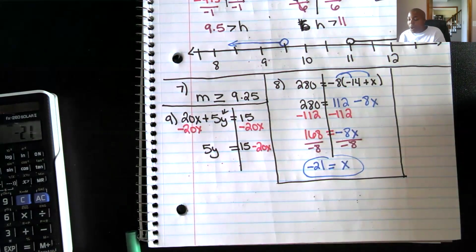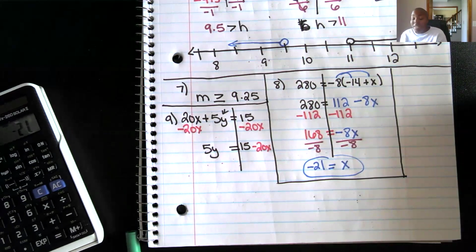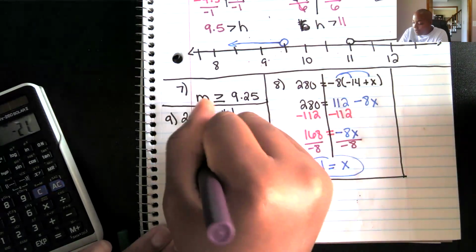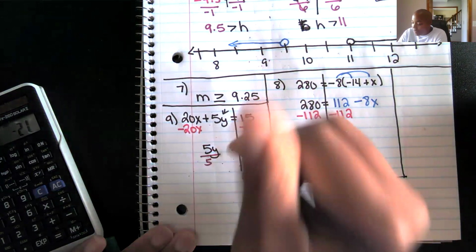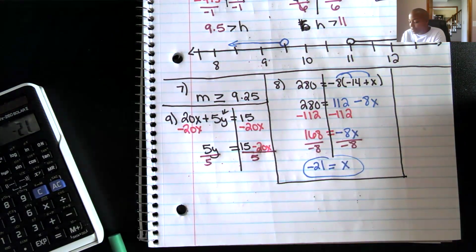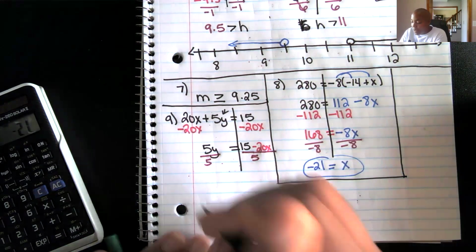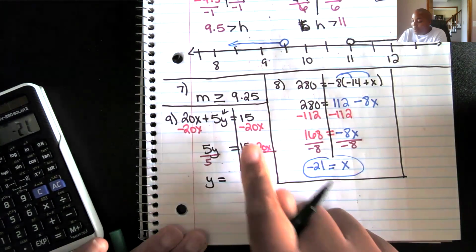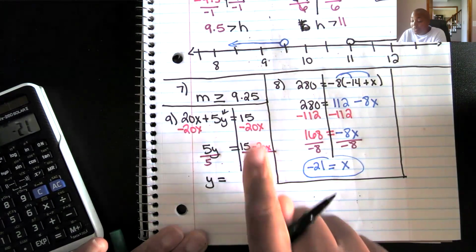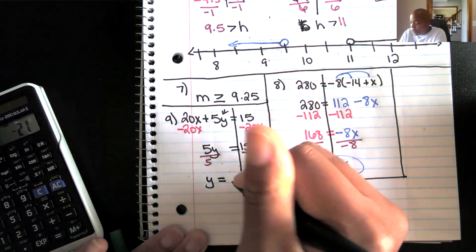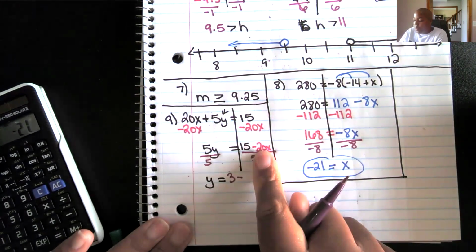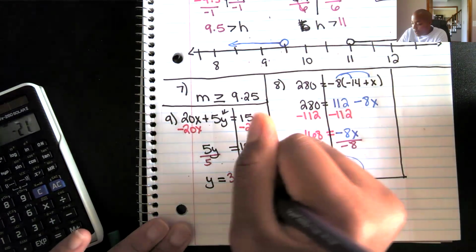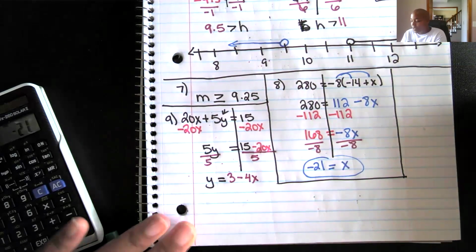Now we have to get rid of that y. We need to get rid of the 5. We need to get the y by itself. By doing that, we divide both sides by 5. Make sure you divide this whole expression by 5, the 15 and the negative 20x. So now we have y equals, now we have to divide 15 divided by 5. You divide them separately. 15 divided by 5 is 3. We know that. And then negative 20x divided by 5 is negative 4x. And there's your answer.